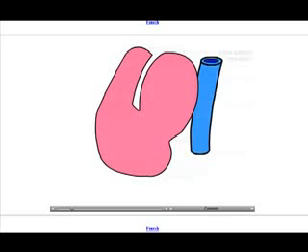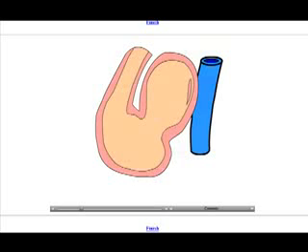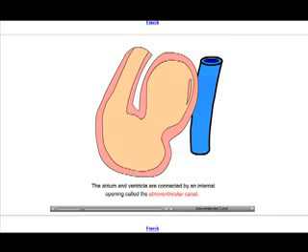So in this side view, you can see the future superior and inferior vena cava, the common atrium, the common ventricle, and the truncus arteriosus. The atrium and the ventricle are connected by an internal opening called the atrioventricular canal.